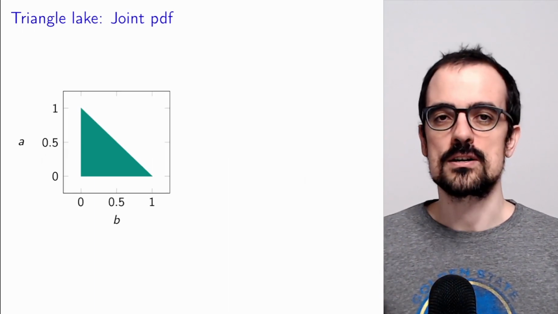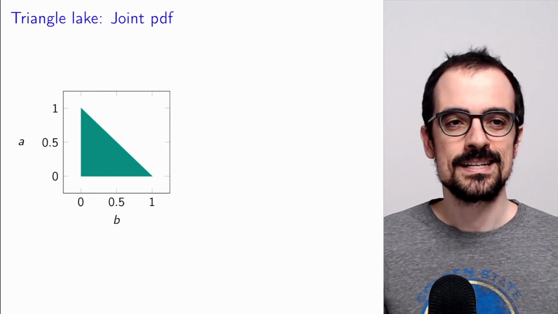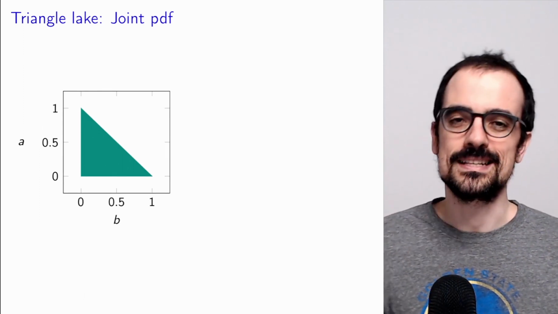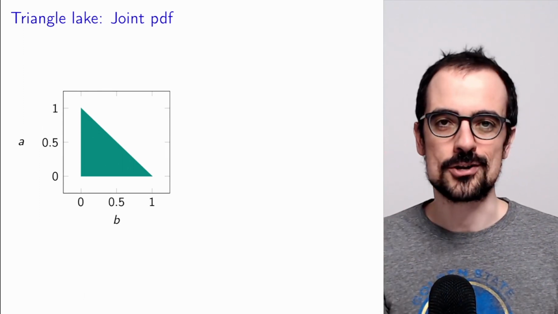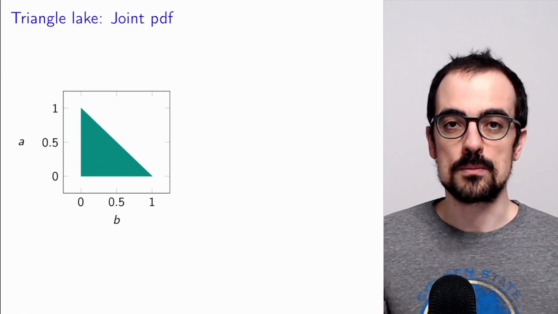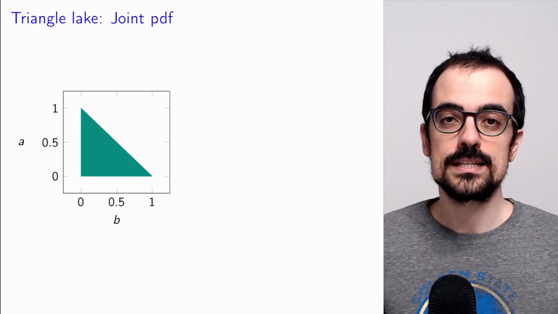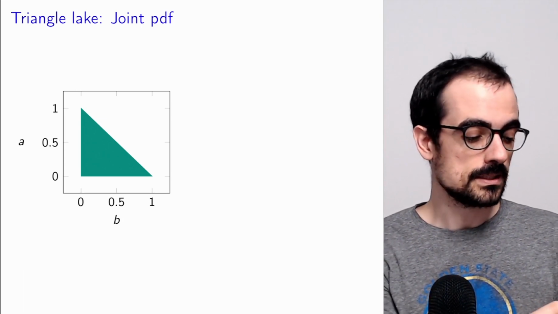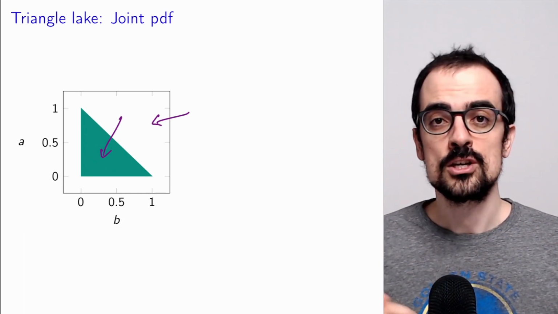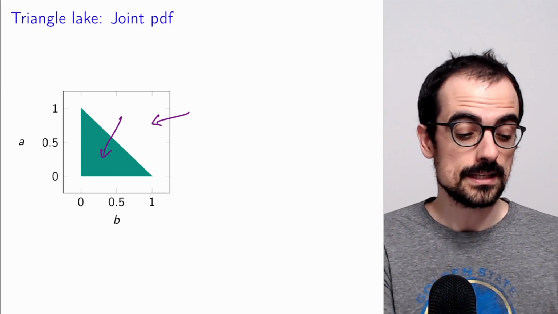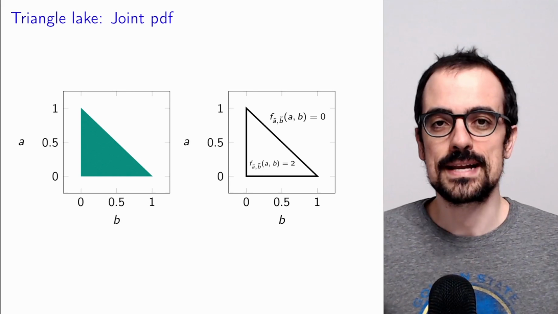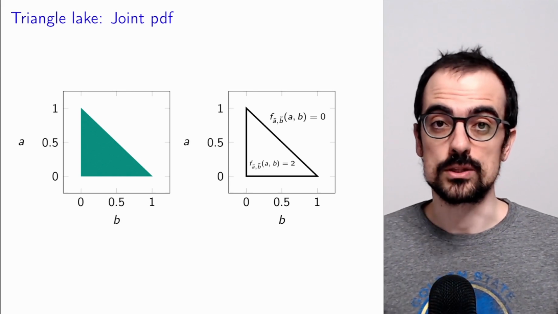We're going to focus on a very simple example where we have this triangle lake where, if you remember, we're modeling the position of an aquatic creature, an otter, that is living in this lake, and we assume that the density of probability for the location of the otter is constant. What does that mean? It means that the density in here is non-zero and is constant, out of the lake is 0. So what is that constant equal to? It has to be equal to 2 because the area of this triangle is equal to 1/2, and the joint density must integrate to 1.